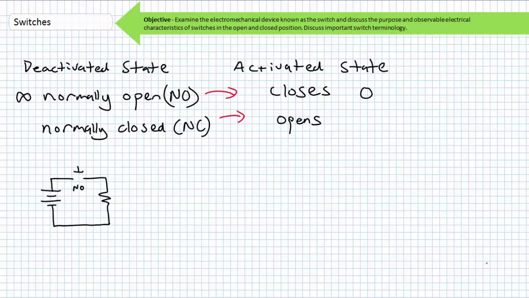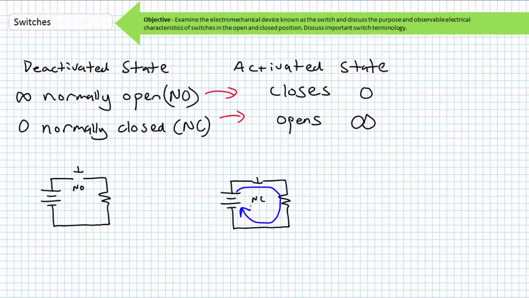Consider the entirely opposite scenario. What is the resistance of a normally closed, often abbreviated NC, switch when it is deactivated? In its deactivated state, it should ideally present 0 ohms of resistance because it's closed. What is the resistance of a normally closed switch when it is activated? In its activated state, it should present ideally infinite resistance because it's been opened.